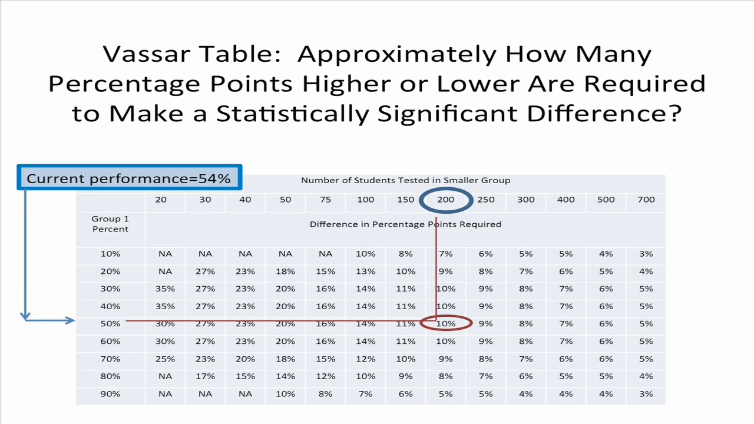Then select the number in the top set of rows closest to the number of students tested. For this example, we have selected 200. Where the two lines intersect is the appropriate percentage to target for a goal that will make a statistically significant difference, or, in this example, an increase of 10%.